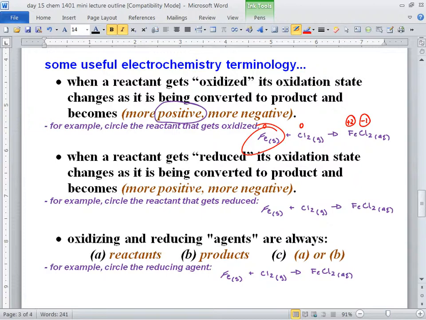So when a reactant gets reduced, its oxidation state changes as it's getting converted to product, and it becomes more what, Kendall? More negative. Kendall, not Kenneth. Okay, so again, you play the same game. Which reactant got reduced? Iron was 0, chlorine was 0, this one was plus 2, this one was negative 1. So which reactant would you say, Sarah, got reduced? Its oxidation state became more negative. Iron goes from 0 to positive 2. Chlorine goes from 0 to negative 1. It's chlorine, definitely, right? Because it got more negative.